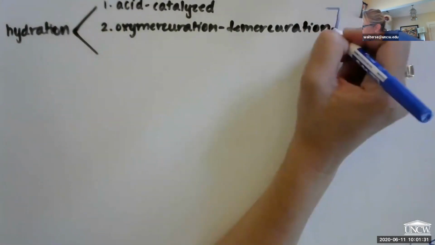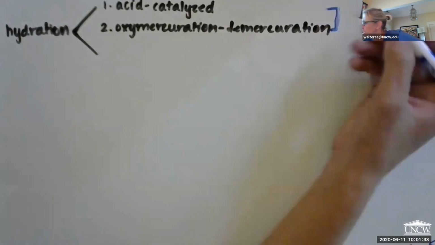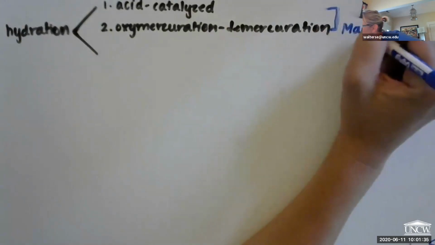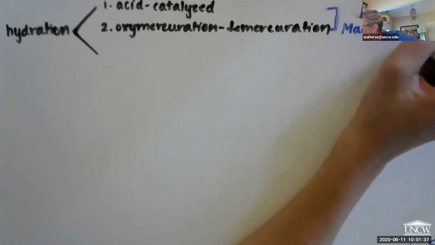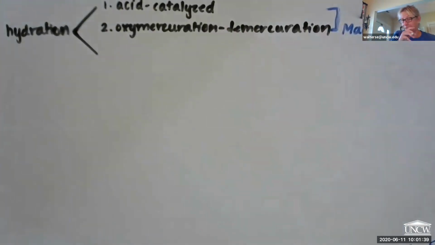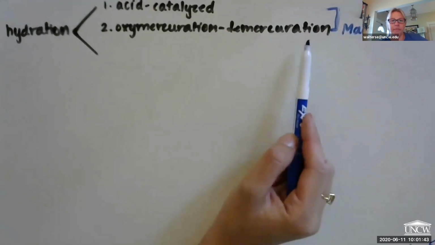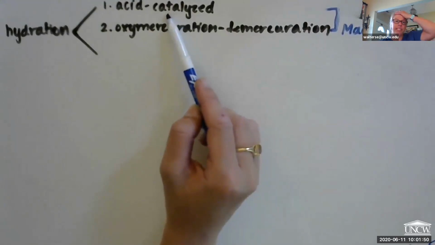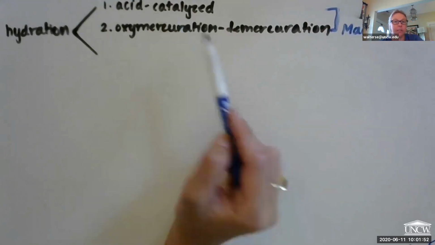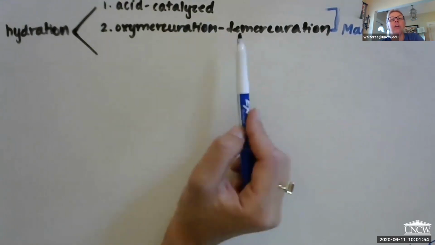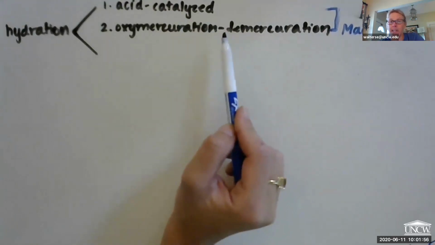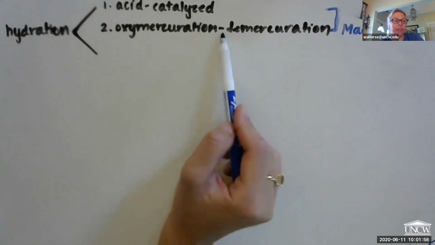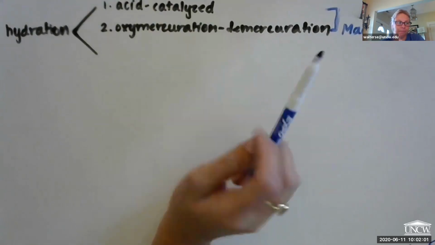Both of these add by Markovnikov addition. Okay, so you always will make the more highly substituted alcohol as a product. The limitations in acid-catalyzed hydration, which are racemization and carbocation rearrangement, both of those are avoided completely in oxymercuration, demercuration.